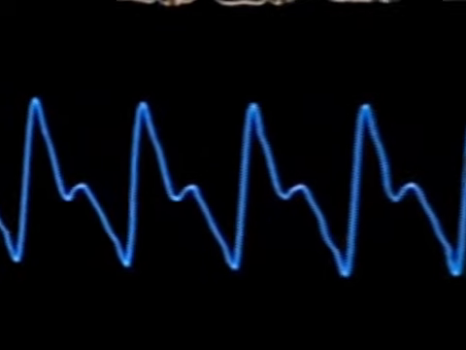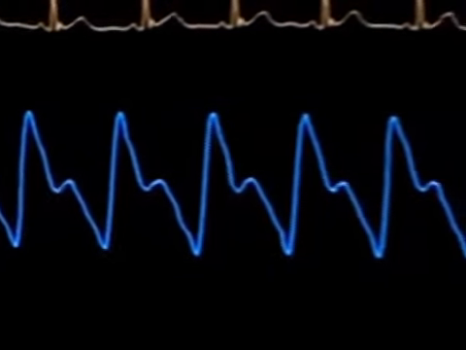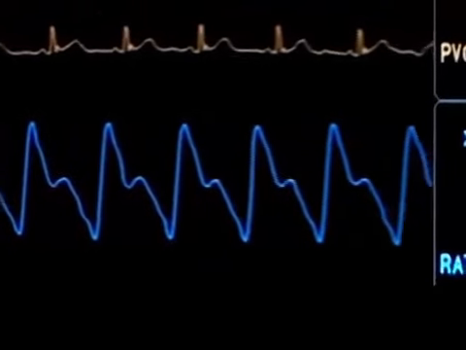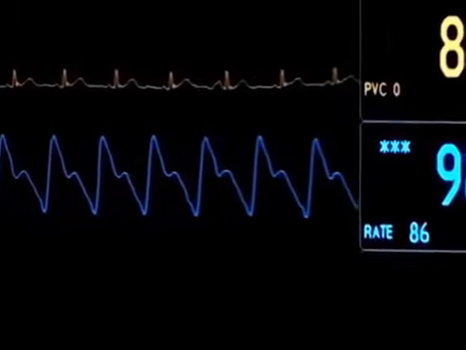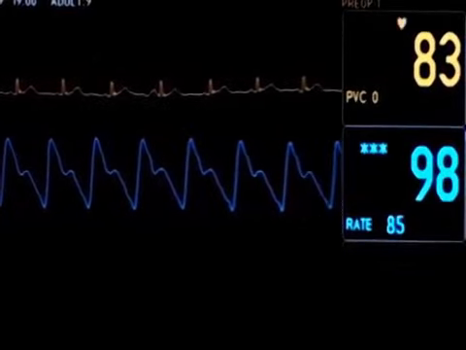The microprocessing unit compares the light absorption during pulsatile and non-pulsatile flow to isolate the light absorption of arterial blood and thus determine the arterial blood oxygen saturation.